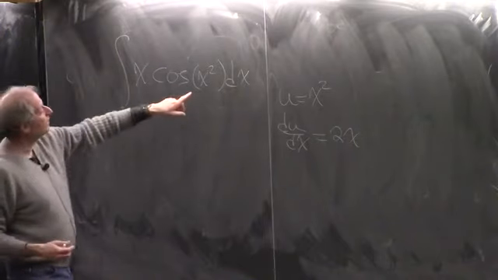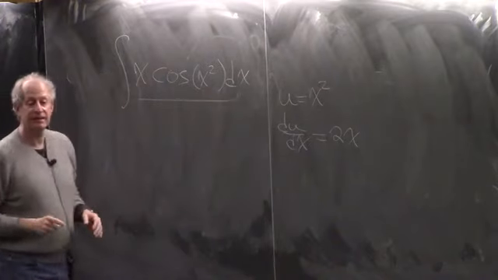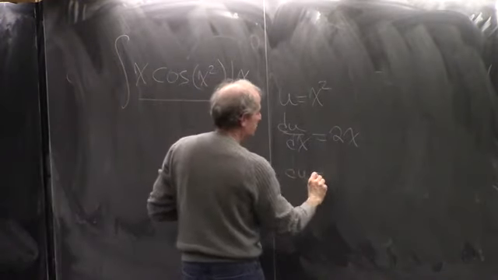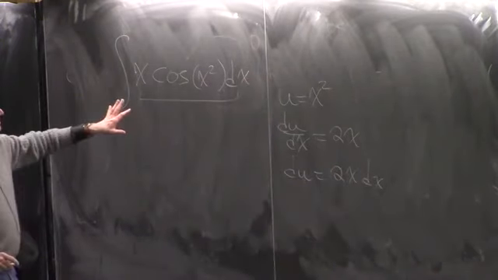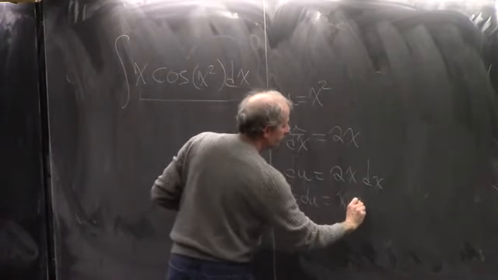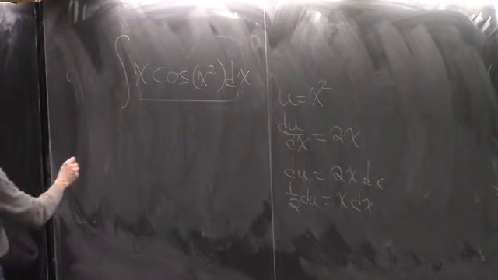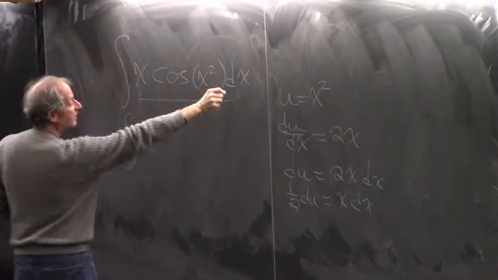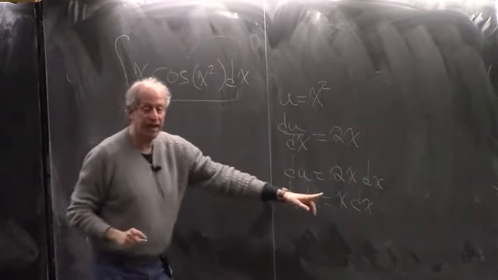Why do I want to do that? Well, I want to get rid of this problem. Now I look at the integrand and I say I've got x dx. So if I cross multiply, I've got 2x dx. I only want to substitute for x dx, so I just divide by 2. Okay. Now I go here and I substitute. I substitute for cosine of x squared, I get cosine of u. And x dx is going to be 1/2 du.